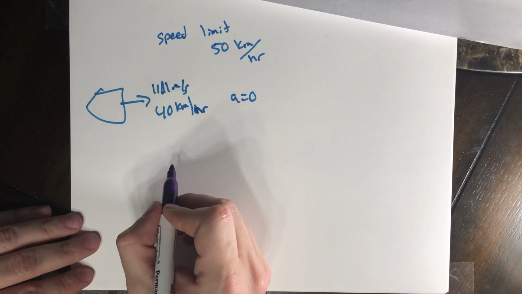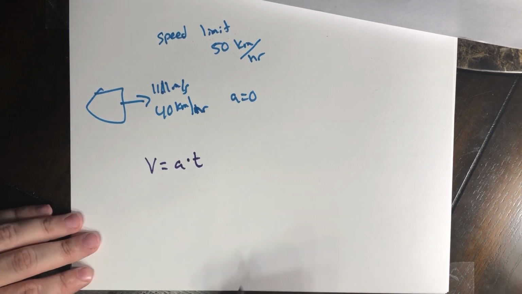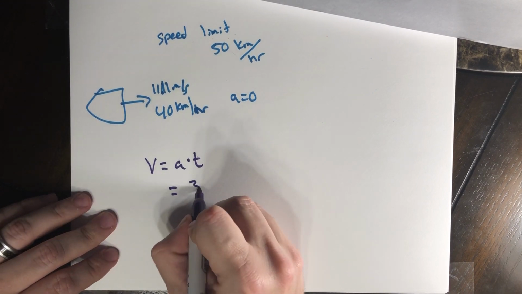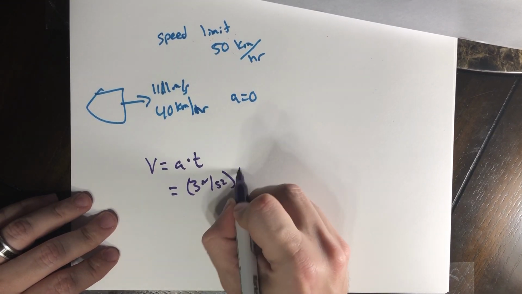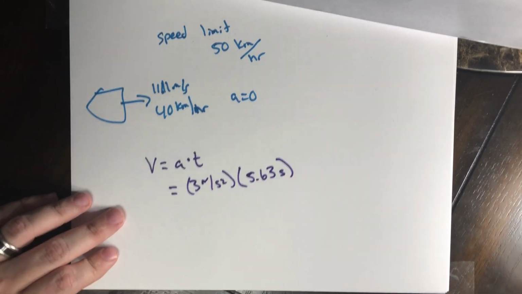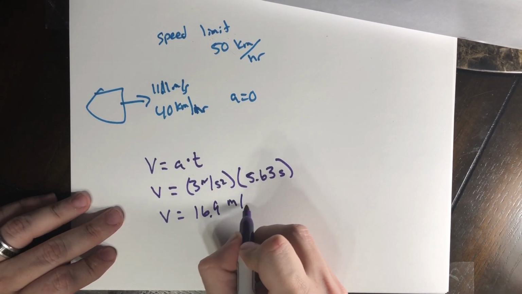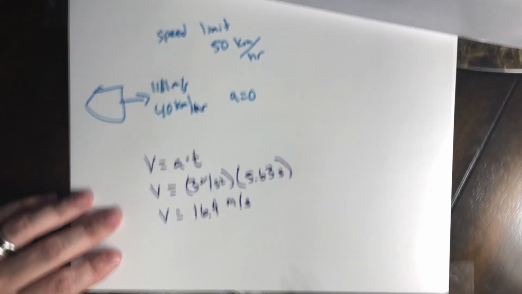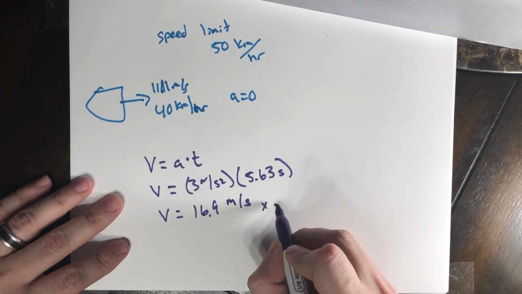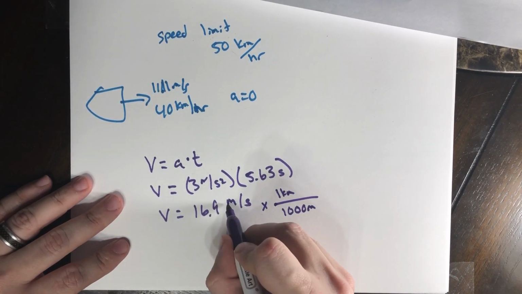Well, velocity equals acceleration times time, in this case, because we don't have an initial velocity. So we just plug those in. We know our acceleration is 3 meters per second squared, and it has been 5.63 seconds, because that was our time for when we caught up to each other. We do that, that's 16.9 meters per second, but again, we know that the speed is in kilometers per hour, so we're going to have to do a little bit of conversion. So we're going to multiply that by 1 kilometer over 1,000 meters, so that our meters and our meters cancel out.